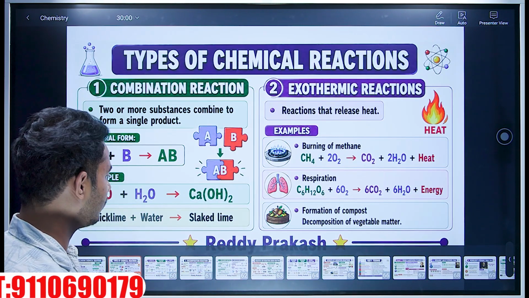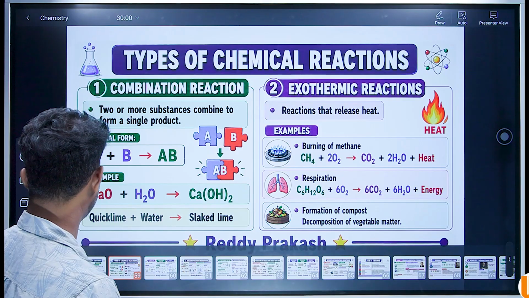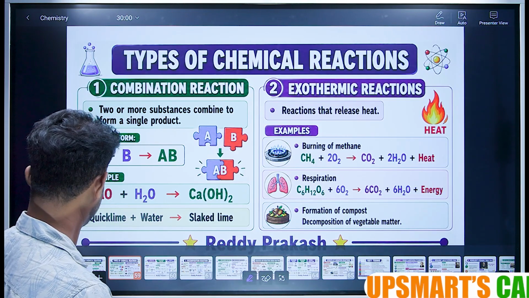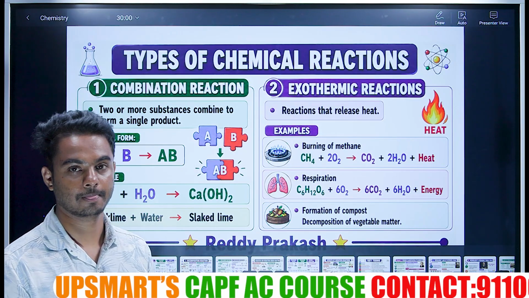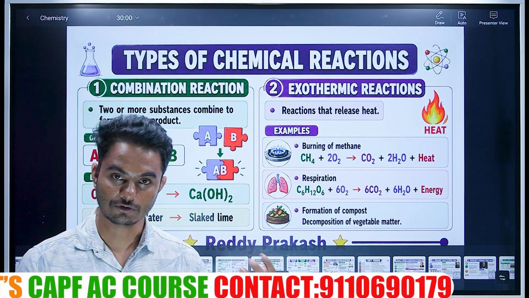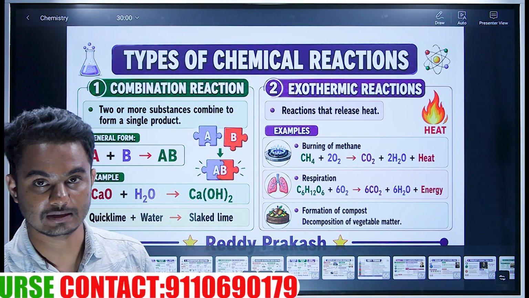Next is type of chemical reaction. This also is very important. Types of chemical reactions are also very important. I'll tell you, it's very easy.